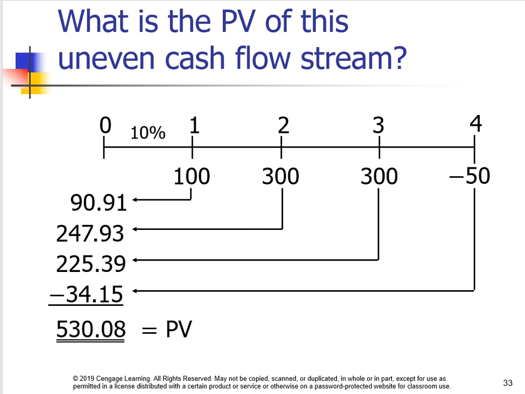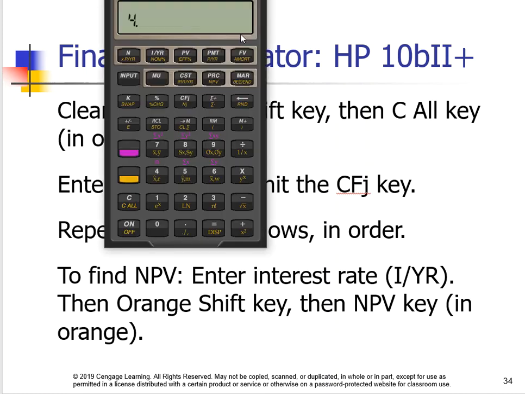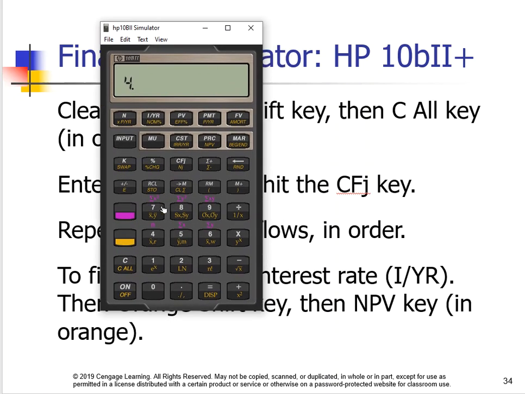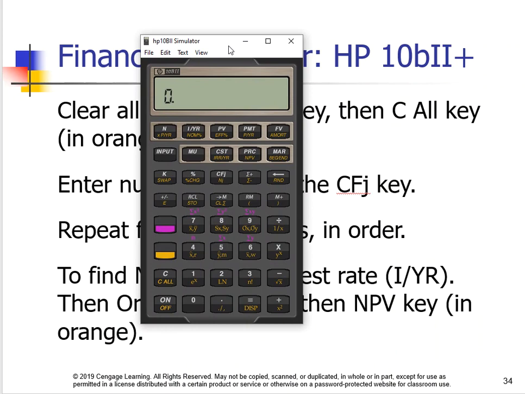Here, this is not an annuity, so these can't be called payments because they're different amounts every year. Again, you could always discount them one at a time: dividing this one by 1.1, this one by 1.1 squared, this one by 1.1 cubed. That's way too much work; you don't want to do that. I'll see if I can demonstrate this, though my emulator's not working great. So here's the cash flow J key, and this calculator is very literal. Clear. The cash flows were 100, 300, 300, negative 50.